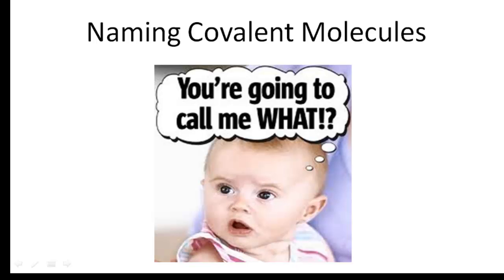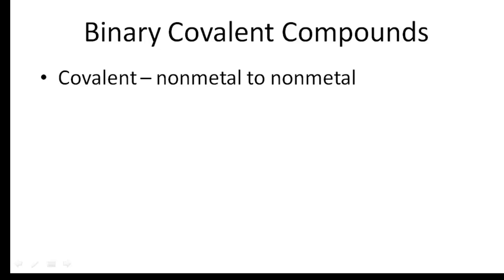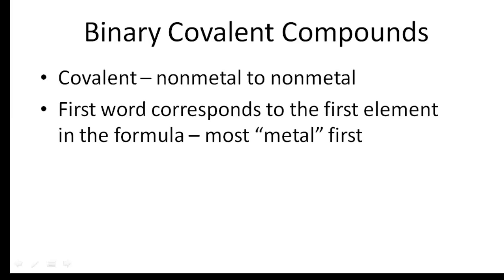Now let's talk about naming. Don't forget, covalent is non-metal to non-metal. So we have a non-metal. Which one goes first? Well, the first word corresponds to the first element in the formula, which is the most metallic element. Now, I know these aren't metals.